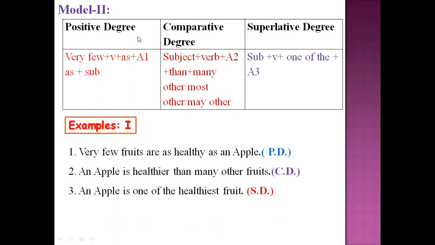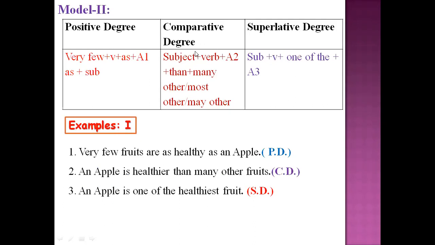Now, what is model number 2 in degrees of comparison? Again positive degree, comparative degree, and also superlative degree. And the structure for positive degree in model number 2 is very few, plus verb plus as plus A1. A1 means adjective in first form, means positive degree, and as plus subject.